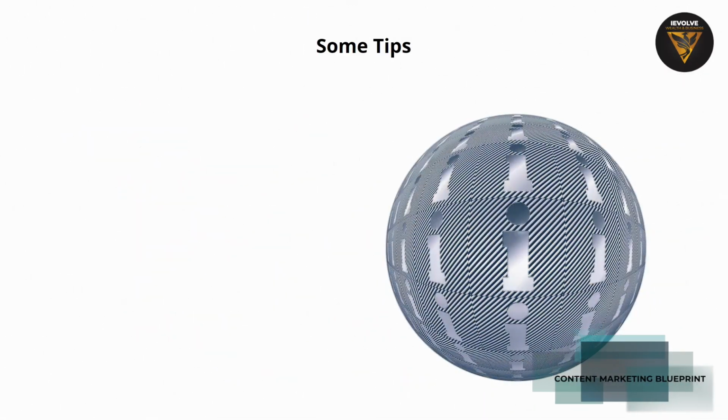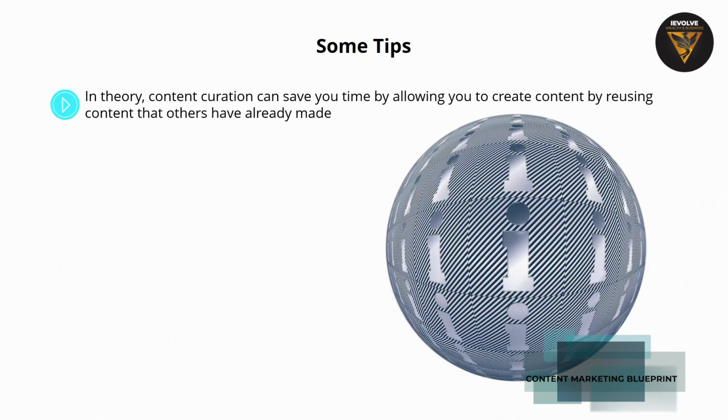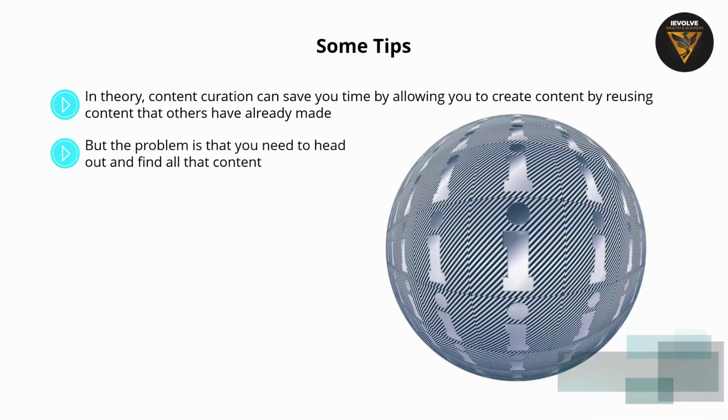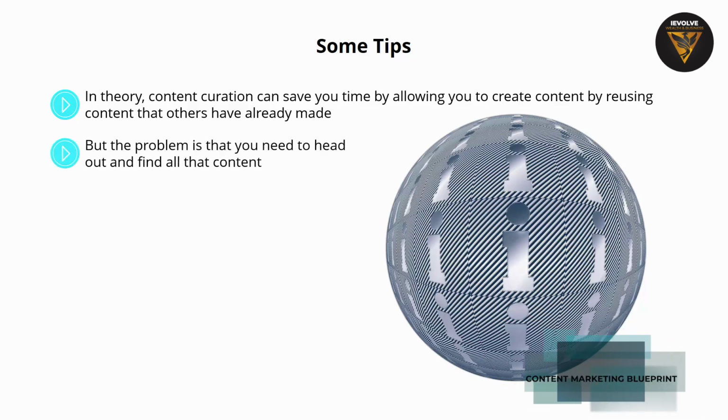Some tips. In theory, content curation can save you time by allowing you to create content by reusing content that others have already made. Theoretically, this then means that you can save time, because you don't need to write all the content yourself. But the problem is that you need to head out and find all that content. It needs to be interesting and high-quality content, meaning you'll need to sift through the unsuitable stuff. And you then need to be able to add some kind of interesting commentary and tie it all together. When you consider all these jobs, it becomes apparent that this can actually end up taking a long time.